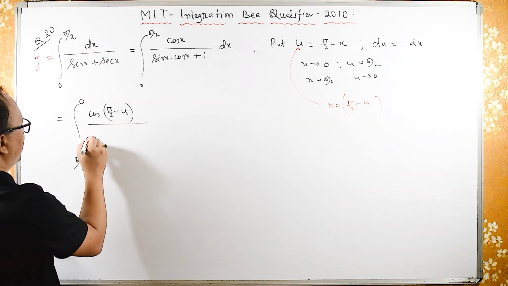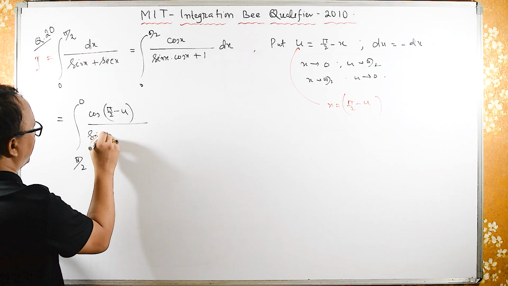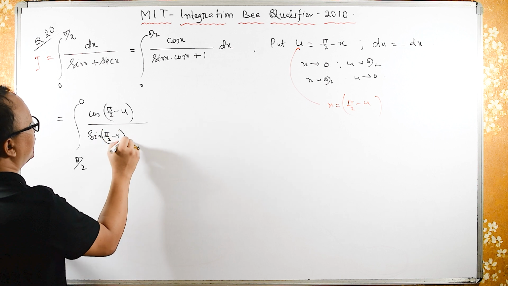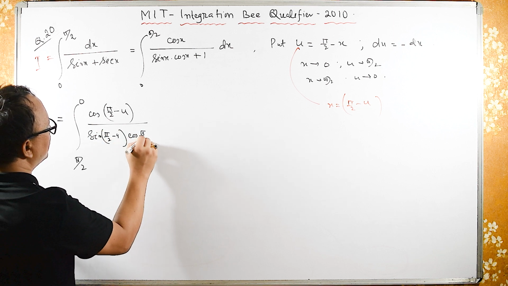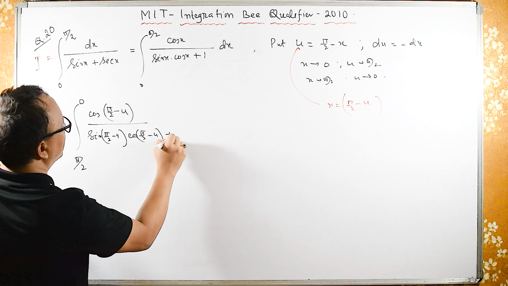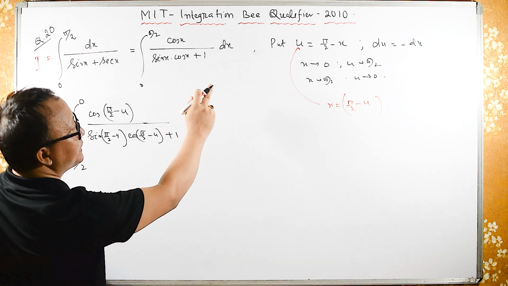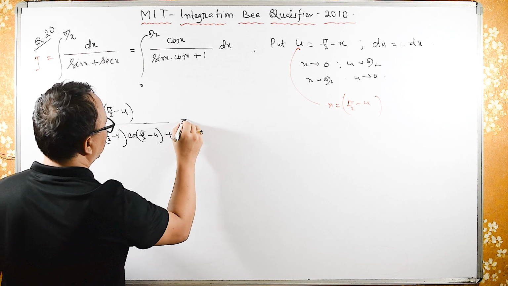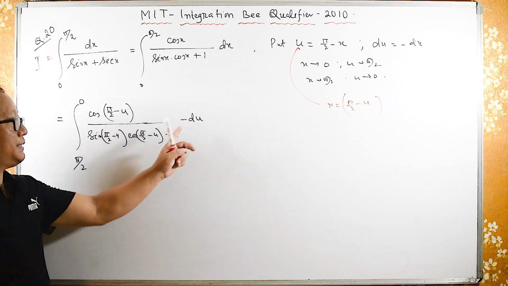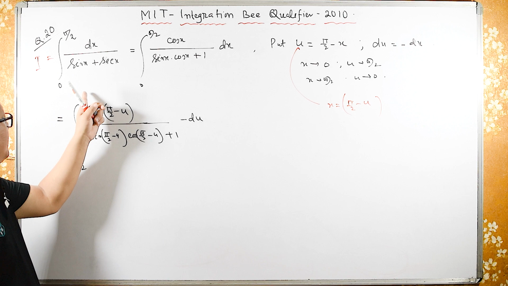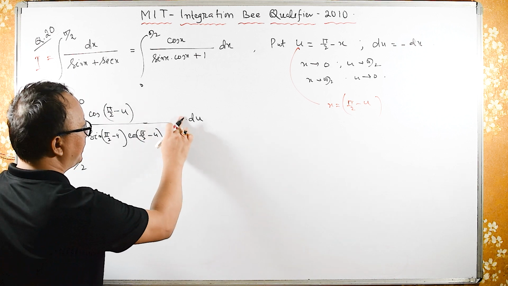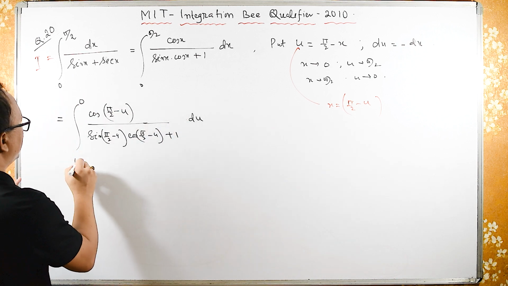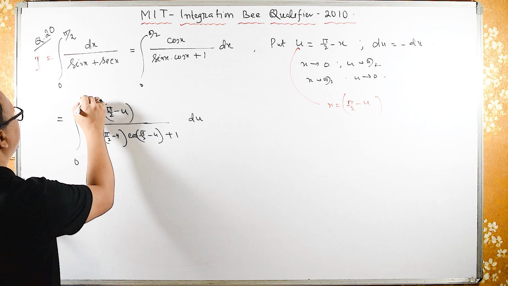Therefore here sine of pi by 2 minus u, and then cos of pi by 2 minus u plus 1, and my dx is minus du. This minus I can remove by changing the limit, so it goes from 0 to pi by 2.